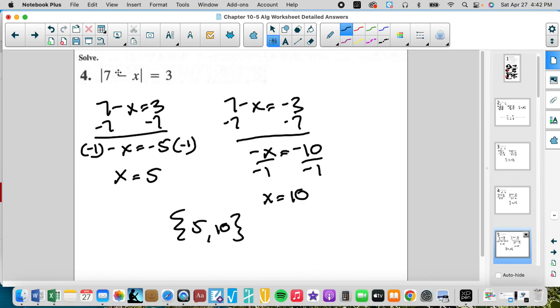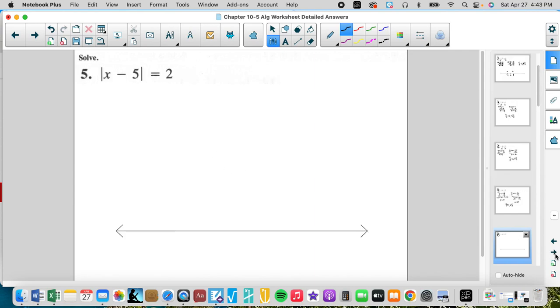If we plug them in, 7 minus 5... Hello. 3 minus 7. Wow. Thank goodness I checked. Kids, here is your first reason why you check. 7 minus 4 is 3. 7 minus 10 is negative 3. Absolute value of negative 3 is 3. But great reason why we check our solutions.